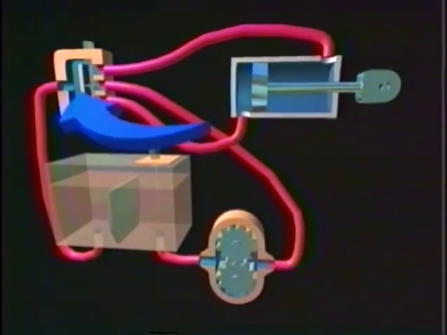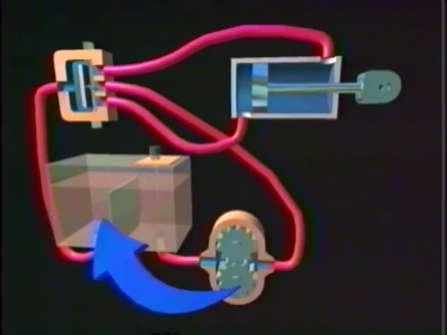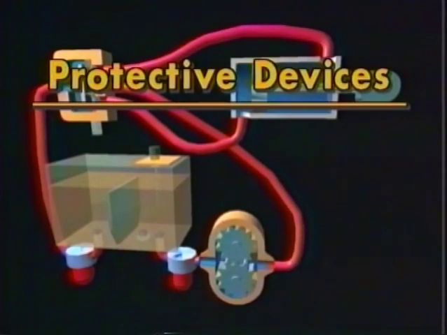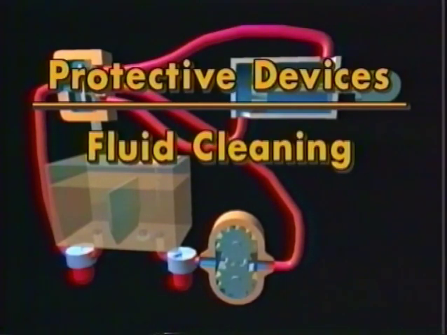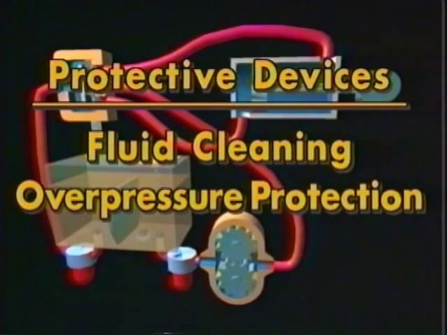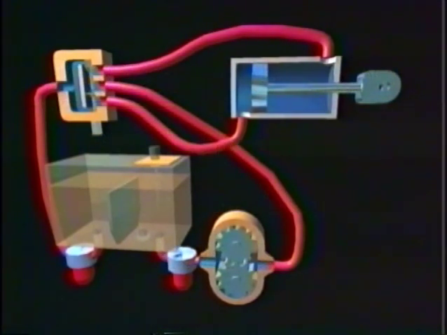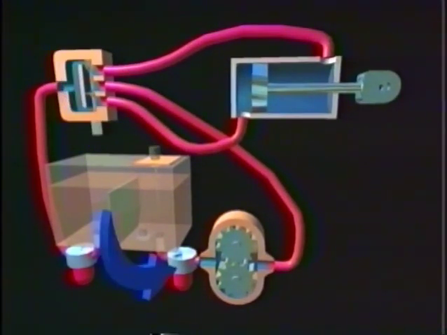In the last section, you saw that a hydraulic system has 4 main elements: a pump, a cylinder, a control valve, and a reservoir. In addition to these components, there are a number of other devices whose purposes are to keep the fluid clean, protect the system from overpressure, and improve the safety of operation. We'll start with the fluid cleaning mechanisms. These include a vent filter, a strainer, a magnetic plug, and a return filter.